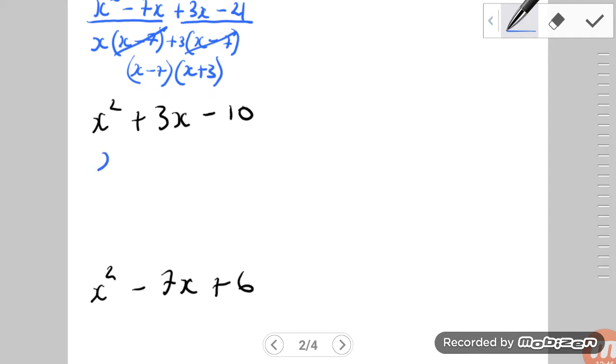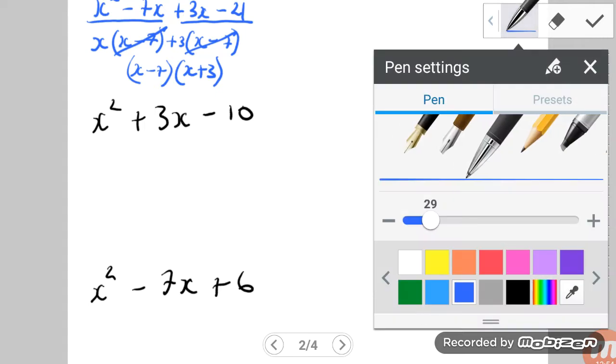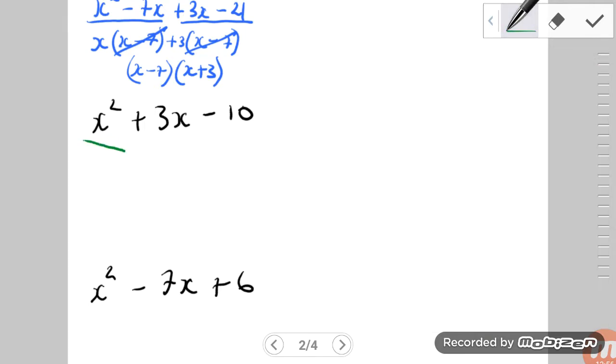We're going to have, again, x. Now, pardon me, that's not what we're supposed to do first. We're supposed to actually say a times c. So that's 1 again times negative 10.